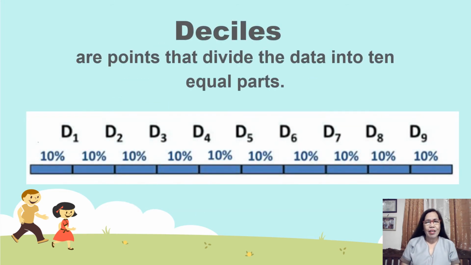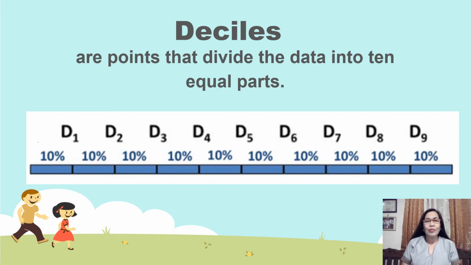Next, we have deciles. These are points that divide the data into 10 equal parts, and this score point starts from D sub 1, D sub 2, D sub 3 up to D sub 9. As you can see, each part is equivalent to 10%.